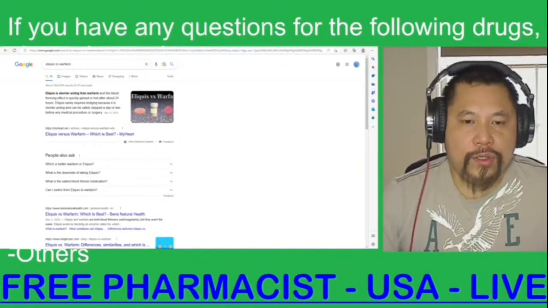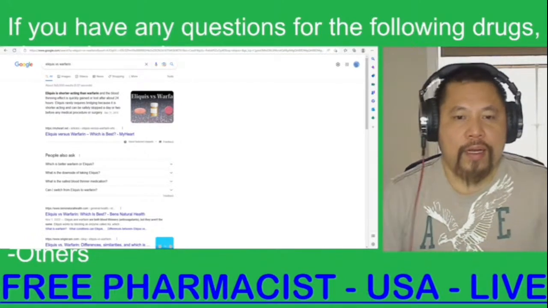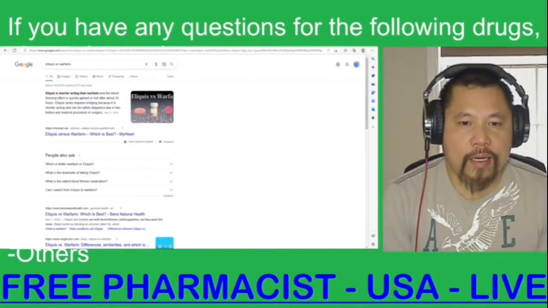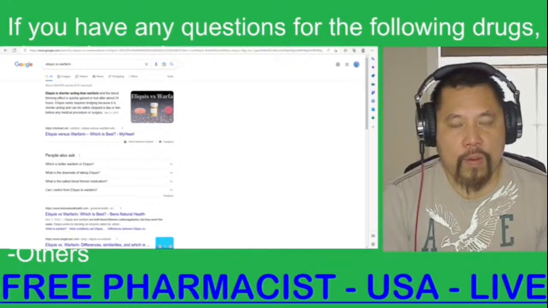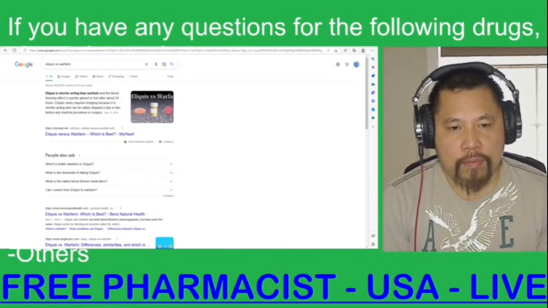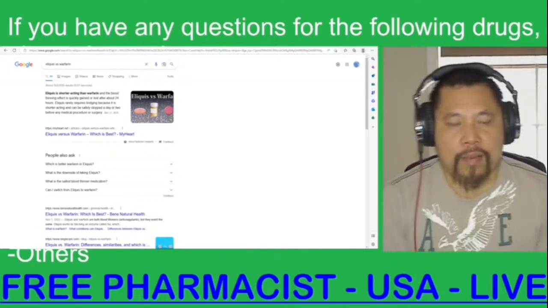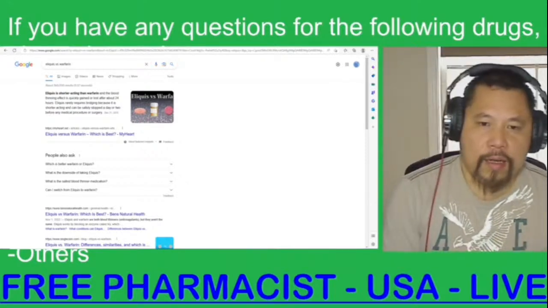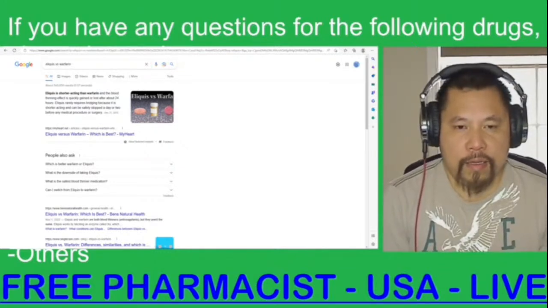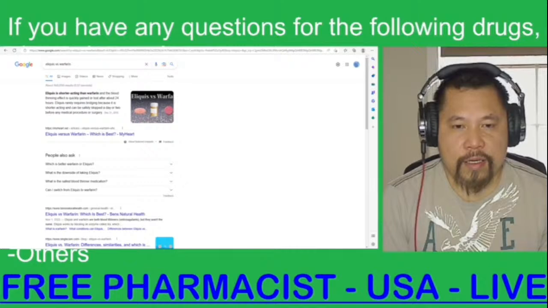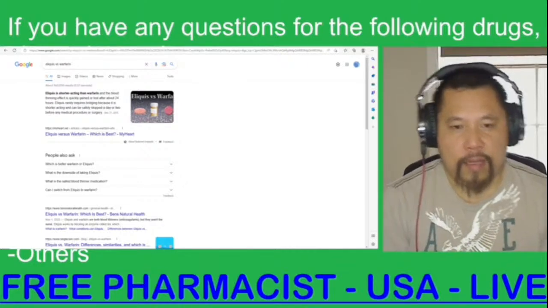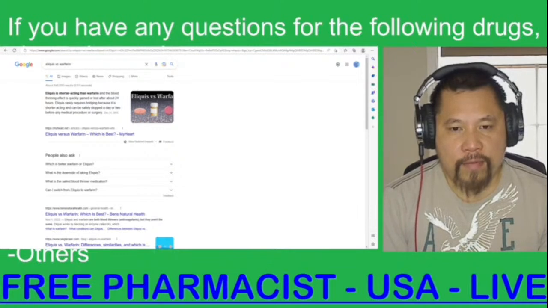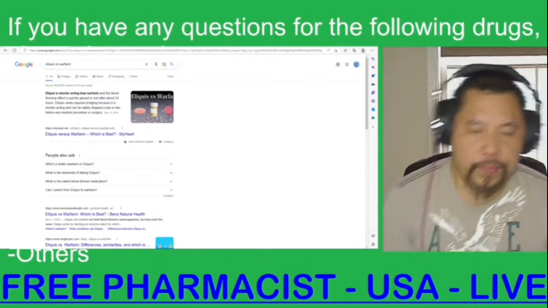Eliquis is similar to the Lovenox injection or enoxaparin injection. So Eliquis is a fixed-dose medication. You either take 5 milligrams twice a day, or 2.5 milligrams twice a day for certain patients. So it works as an every-12-hours medication. You should take it at the same time every day, every 12 hours, and the warfarin at the same time every 24 hours.